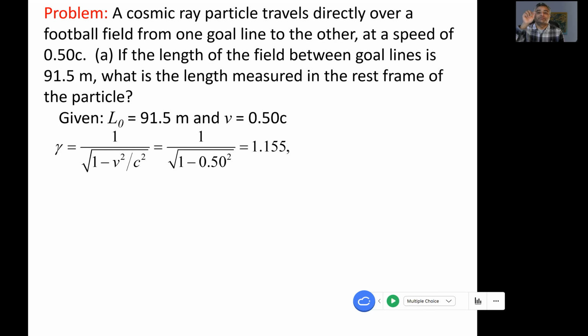And remember, for the person who is standing on the field, the particle is moving. And for the particle, what's happening? The field is moving. So when you are in a car and driving, what happens? You are not moving, but the person standing on the road seems to be moving backward with the same speed.